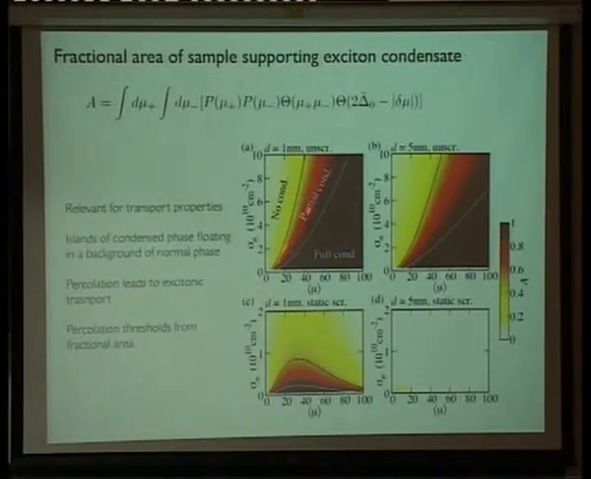So you see this line is full condensate. It's like 1, up to some small errors that we look at. And this is no condensate, again up to some point here. And then you get a partial condensate. Once again, you see that if you go to D equal to 1 nanometer, this is basically tracking your gap, essentially. And D equal to 5 nanometer with static screening, you almost don't see anything.